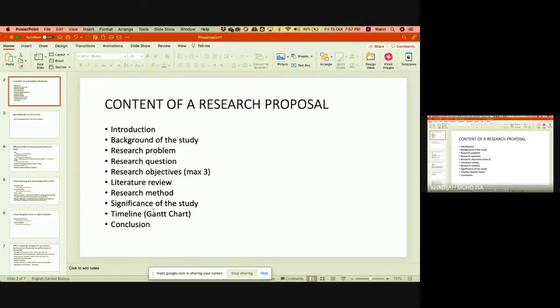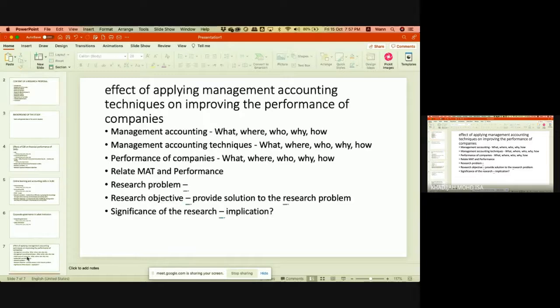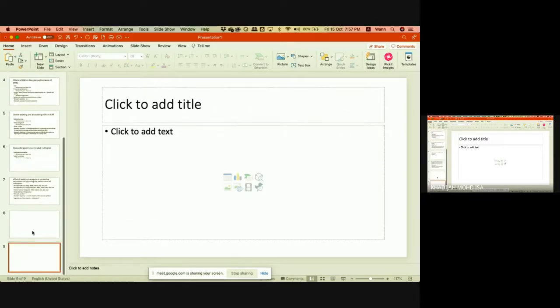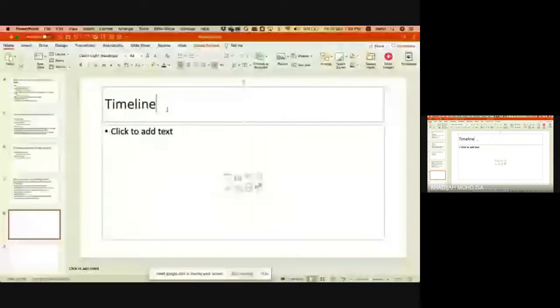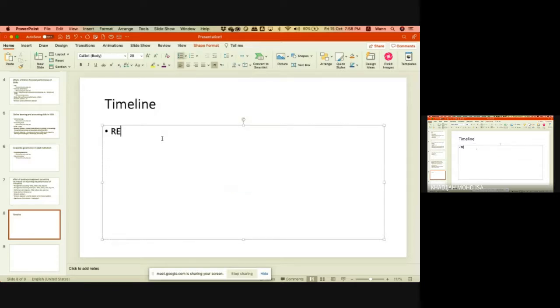And then I want to go into the timeline. When you have your timeline, it's important that you know that your research must be realistic and doable. Very important. What is realistic? Of course, you have to look at your time and data availability. How are you going to get the data?